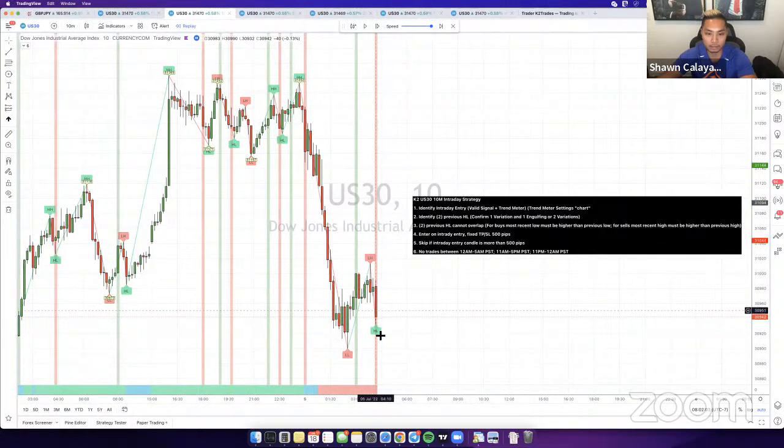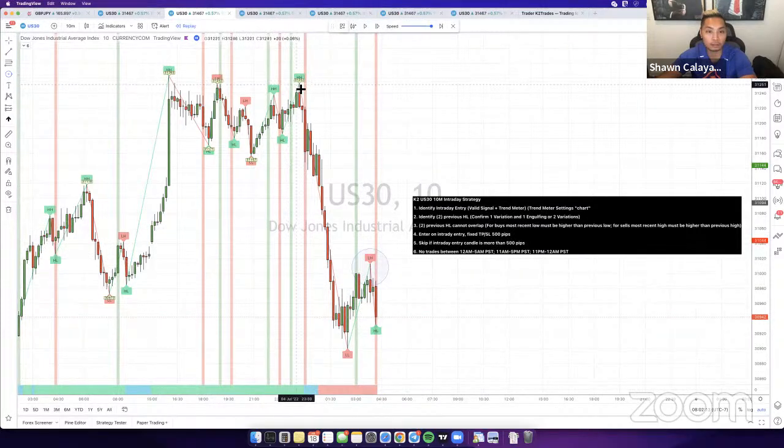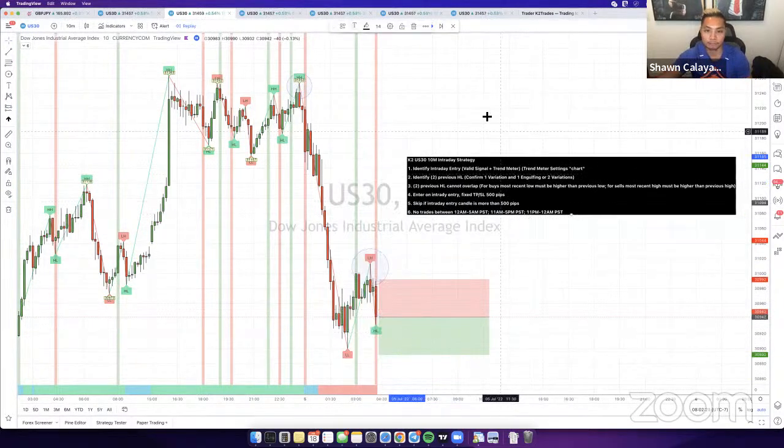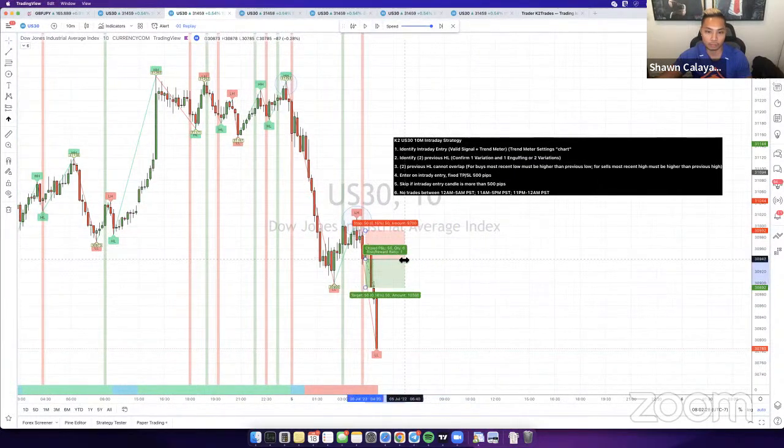There is a sell signal, trend meter's red. This indicates a valid intraday entry. There's a high here, doesn't overlap with this one. This is a V1. This is an engulfing. Short position right here. Fixed TP, stop loss, 500 pips. Full TP. So it's a really simple strategy.